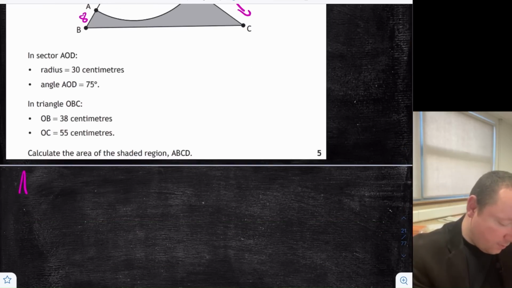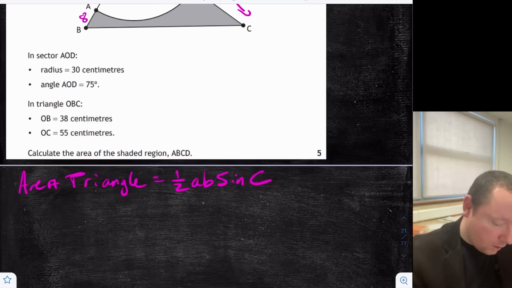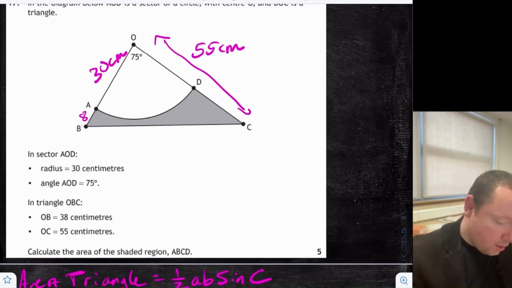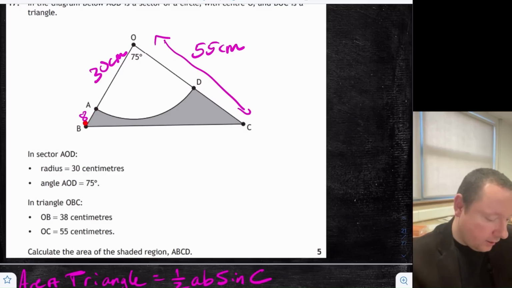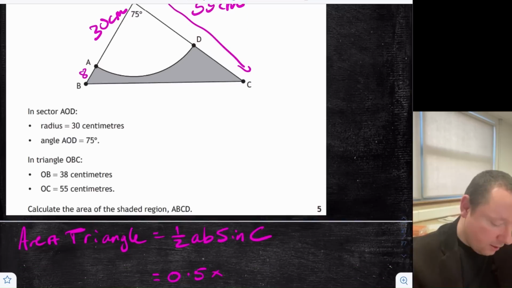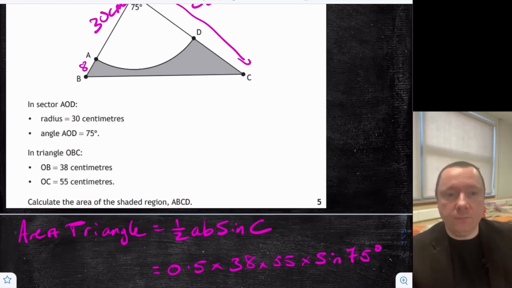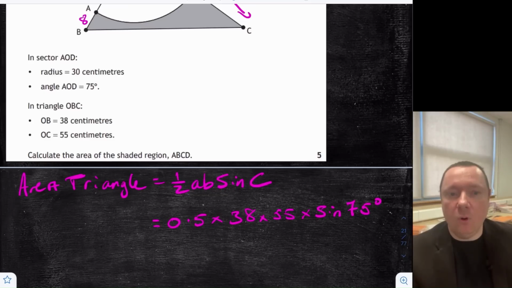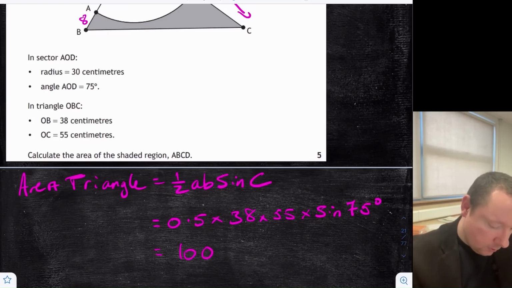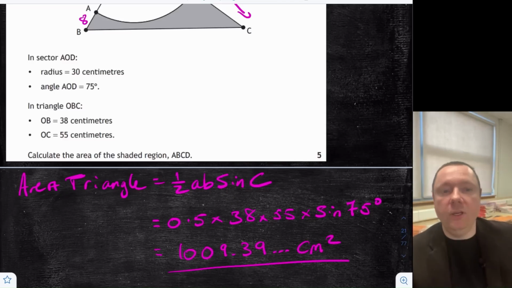From the start of the exam paper, the area of a triangle is a half ab sine C. So that's 0.5 times, remember it's the angle and the two sides either side of the angle, so it's this side 38 and this side 55, 38 times 55 times the sine of 75 degrees. You put all that into your calculator and you get an answer of 1009.39 and a bunch of other numbers, centimetres squared. So you've done your triangle, you get a mark for that.